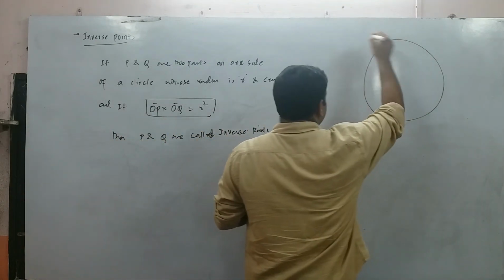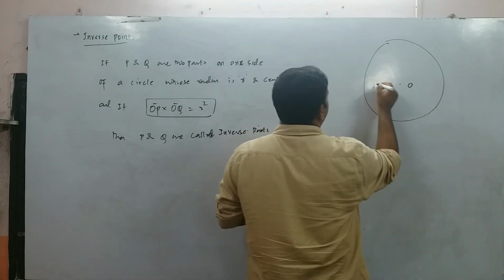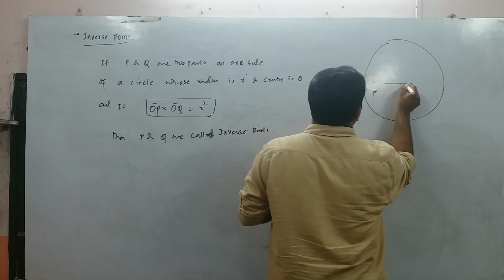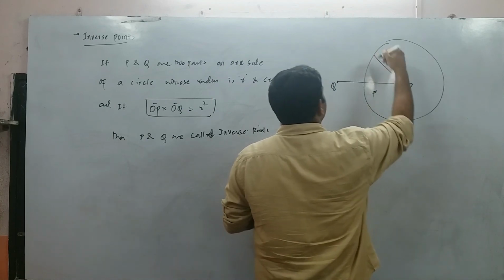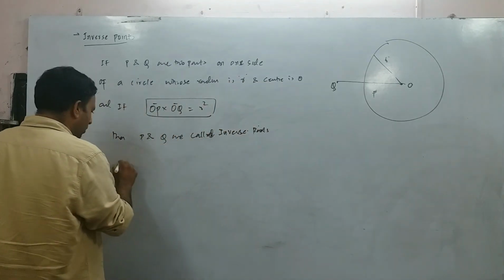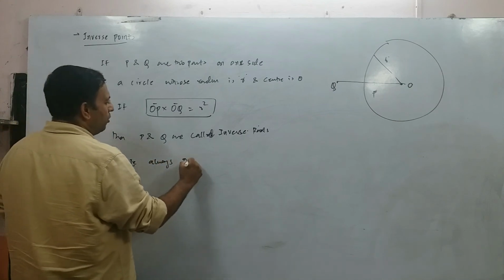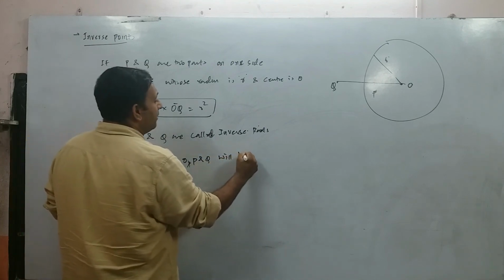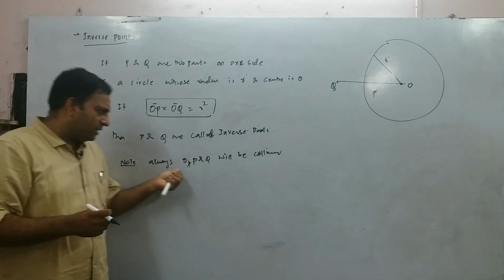There is a circle you have. This is a center O and this is a point P, this is a point Q, right? Now if I multiply OP distance and OQ distance, that is equal to R square. So these are called as what? Inverse points. Now what is important here is note: always O, P and Q will be collinear, right? So if they are inverse points, this condition has to be satisfied.